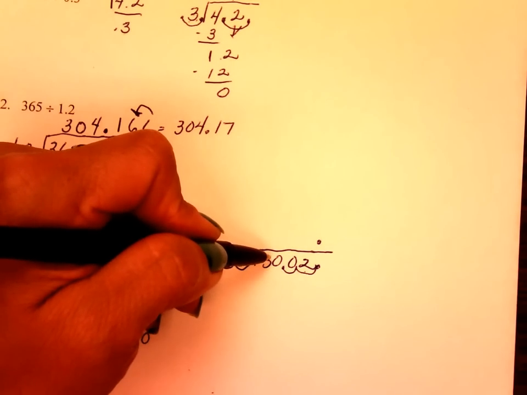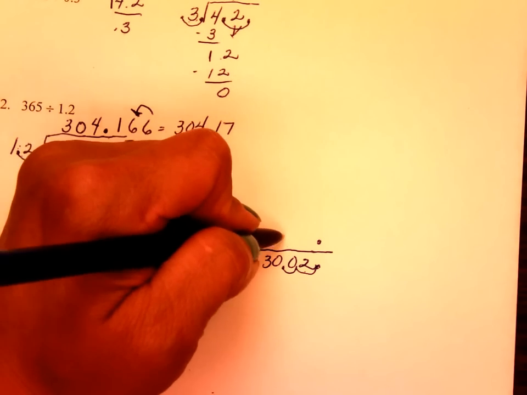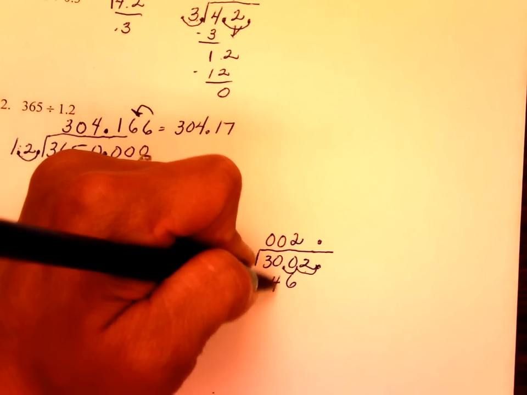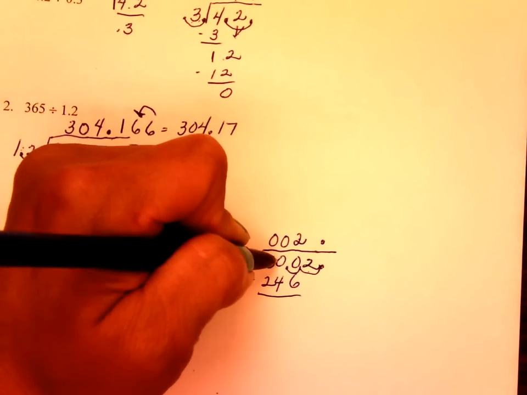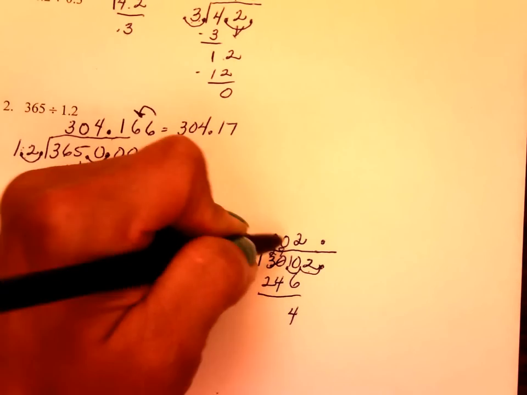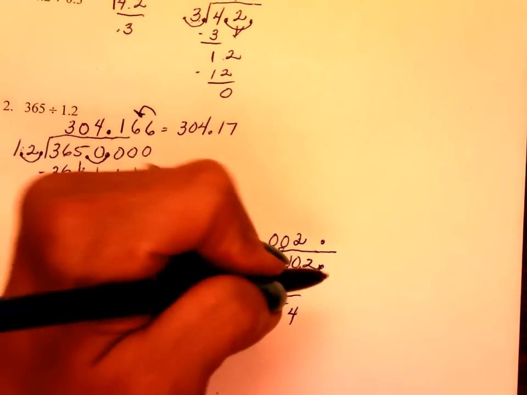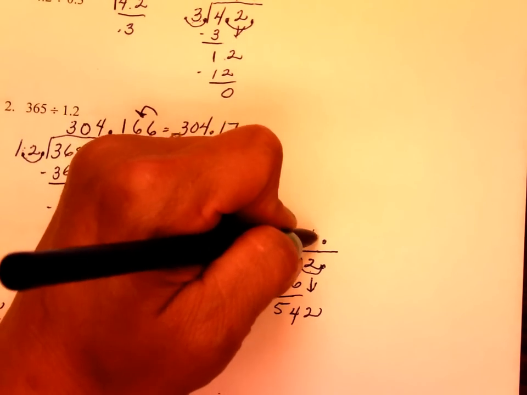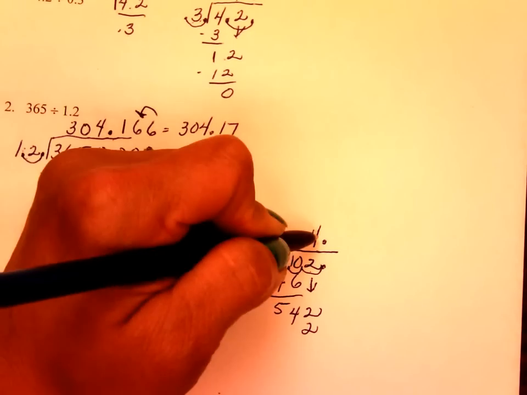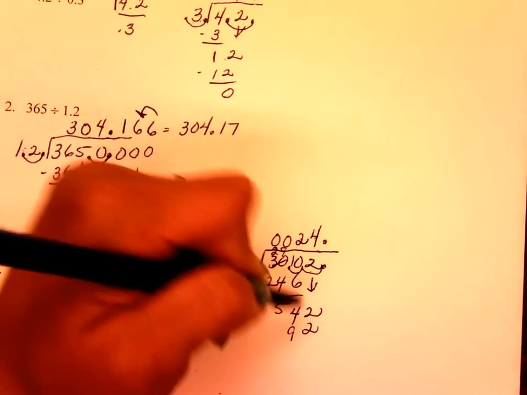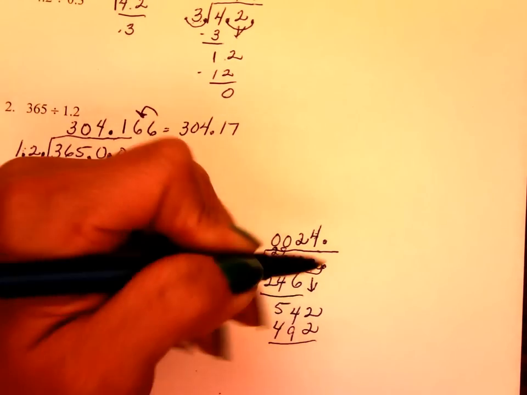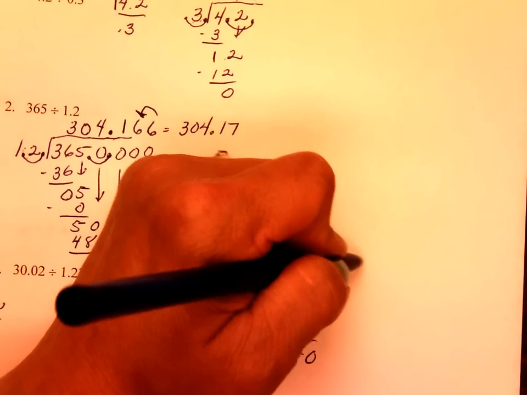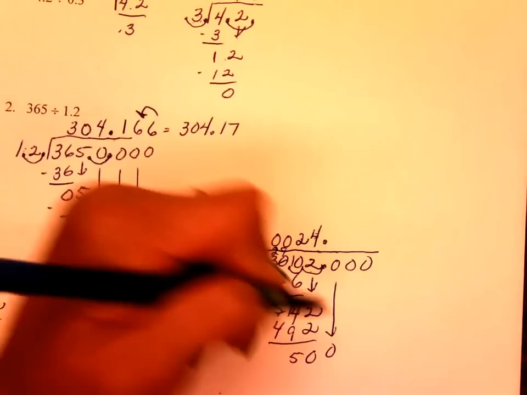123 doesn't go into 3, doesn't go into 30, but goes into 300 twice. So this would be 6, this is 4, and this is twice. Subtract, and you get 54. Bring down the 2. Let's try 4 times. This is 12, carry the 1. 4 times 2 is 8, plus 1 more is 9. And 4 times 1 is 4. Subtract, and I get 50. Add your 3 zeros. Bring down the next 0.